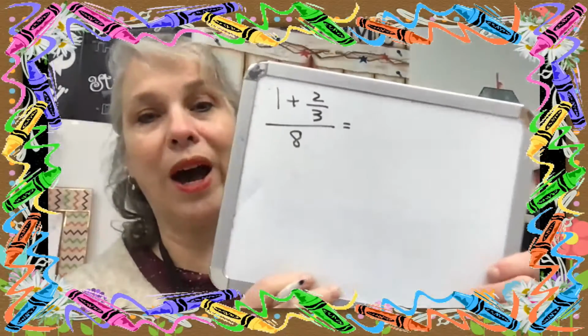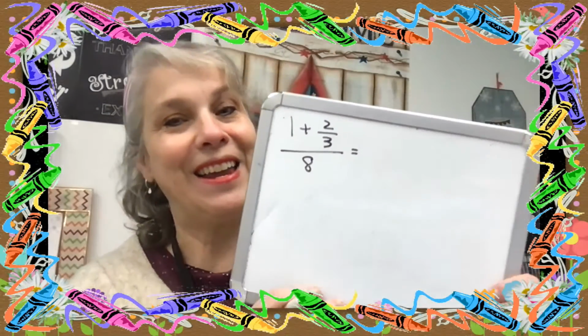Okay, now there's another type of complex fraction, and it looks kind of crazy, but it simplifies really easily. We have something like this. 1 plus 2/3 over 8. Ooh, wow. Okay, here we go.